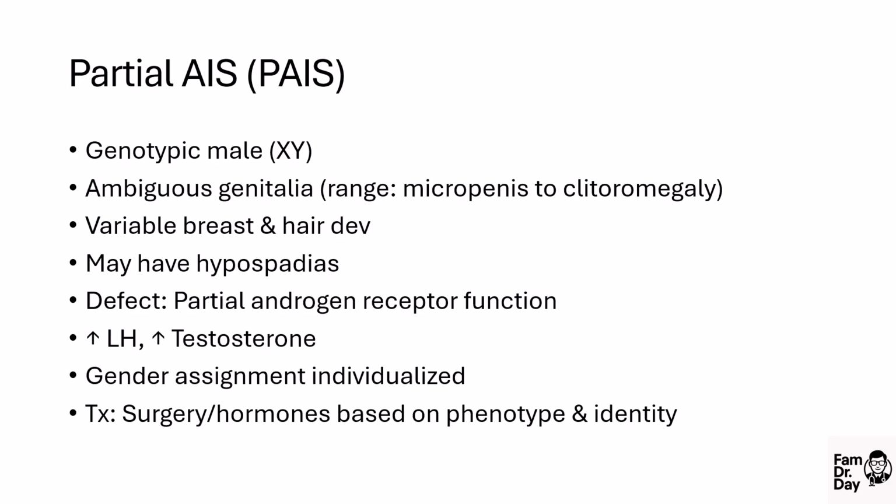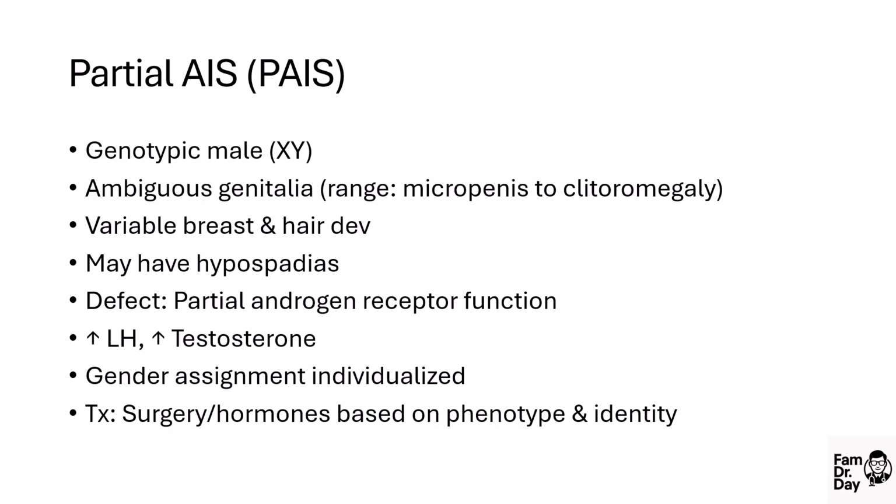PAIS is similar to CAIS, except it's all about the degree of androgen receptor function. These individuals are also genotypic males, XY, just like in CAIS, but here the androgen receptor is only partially functional. The result? Ambiguous genitalia, which can range from micropenis to clitoromegaly. This is a classic boards buzzword.